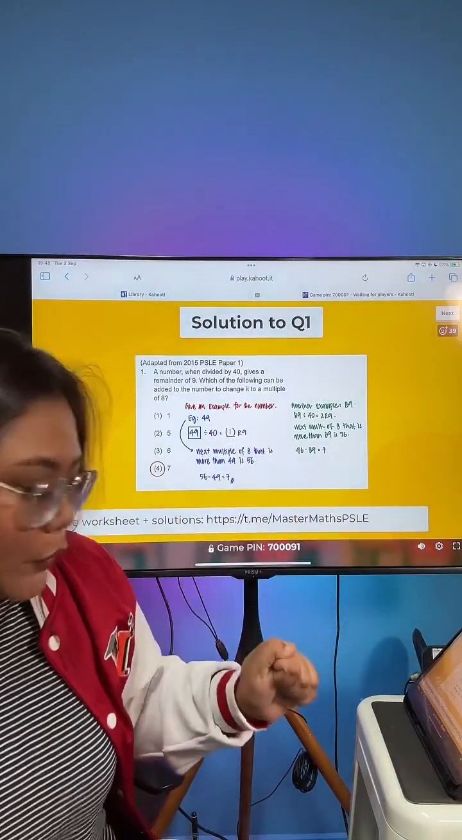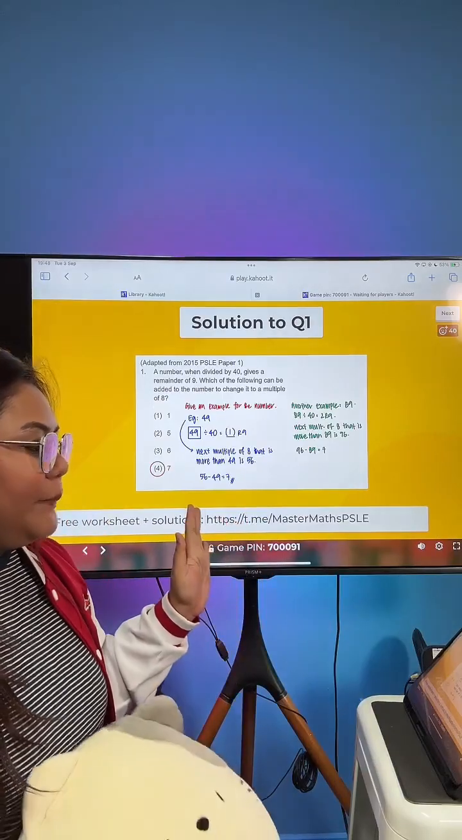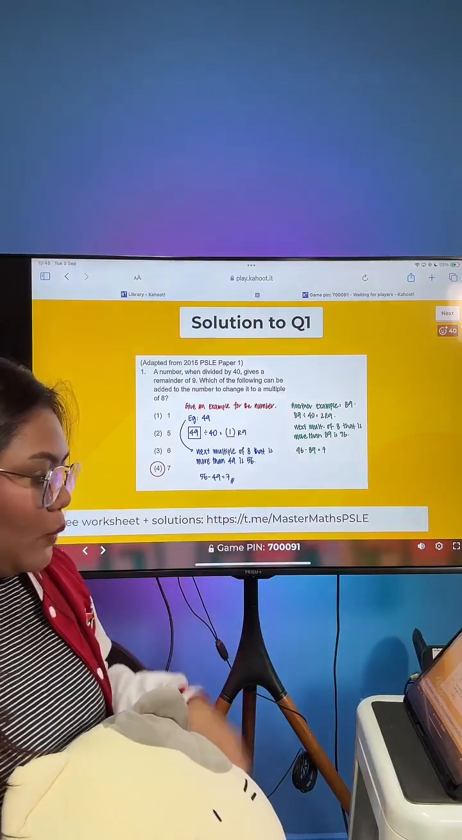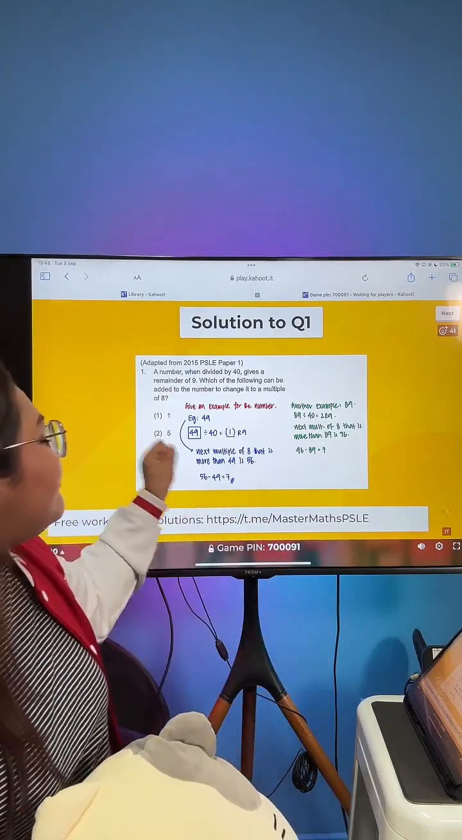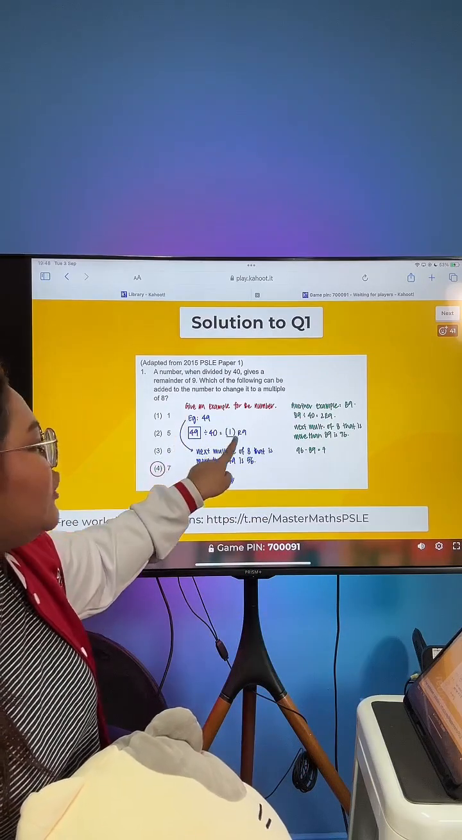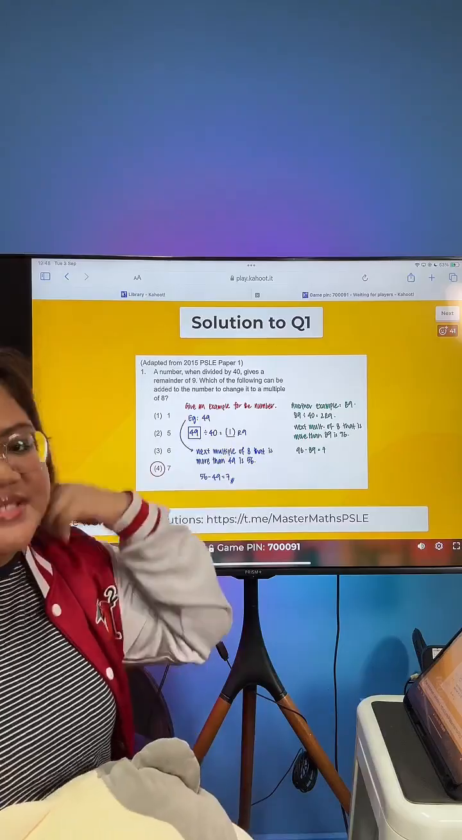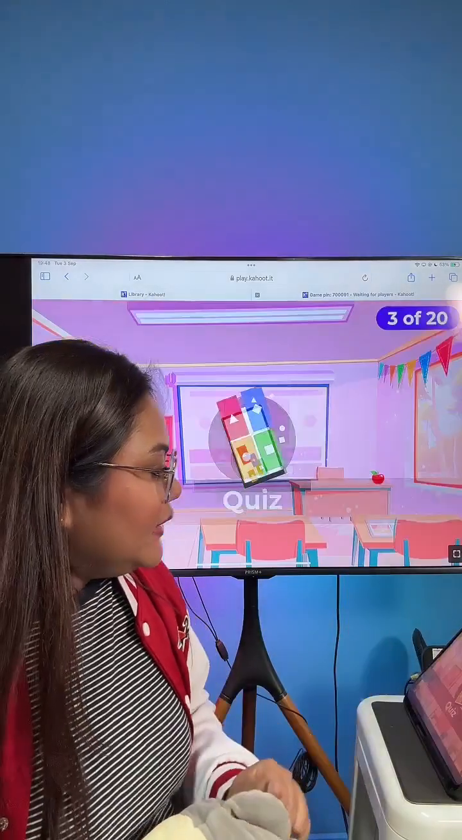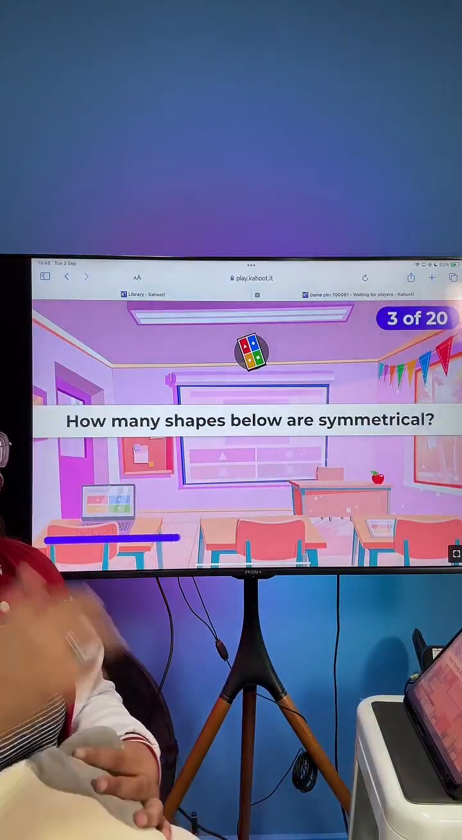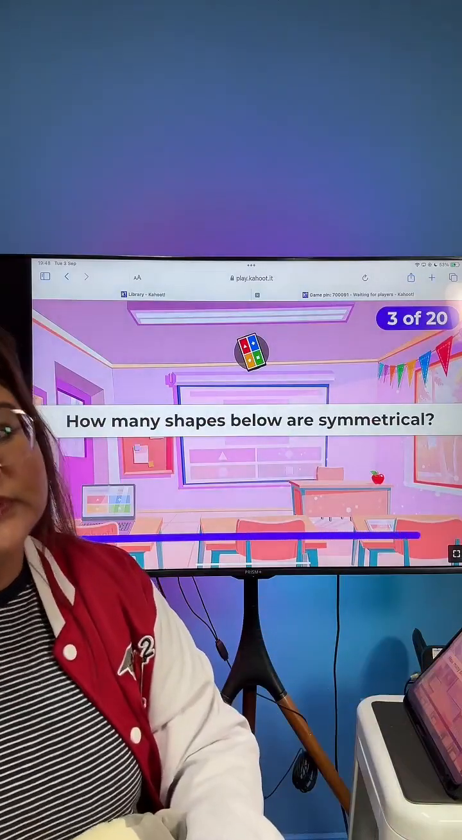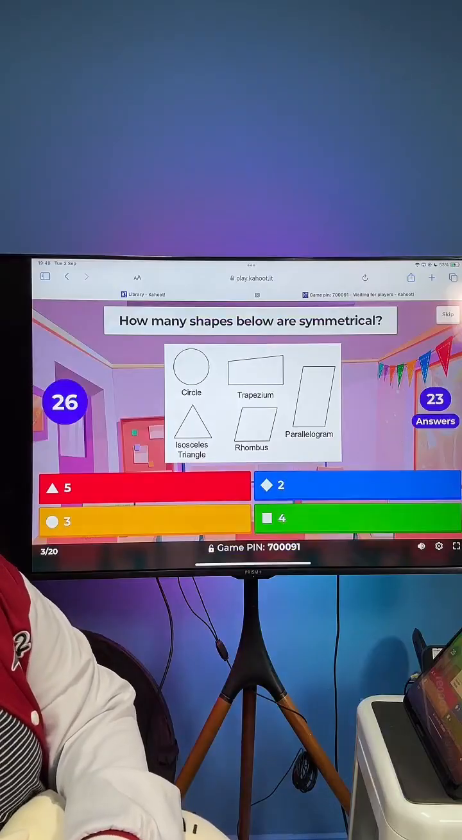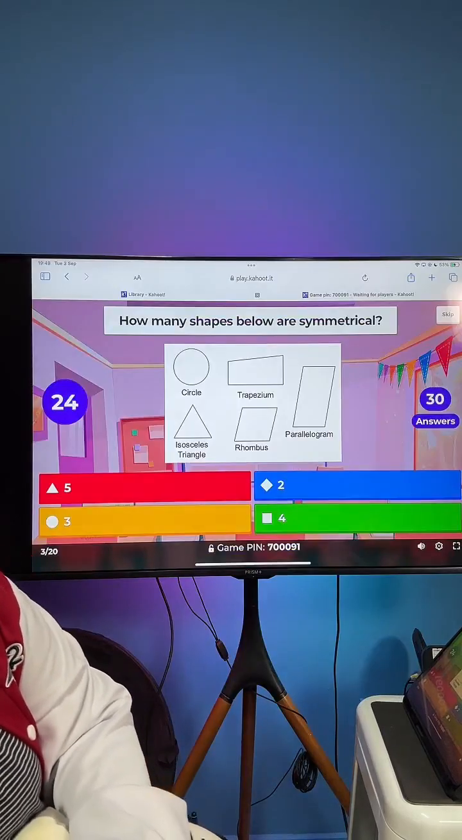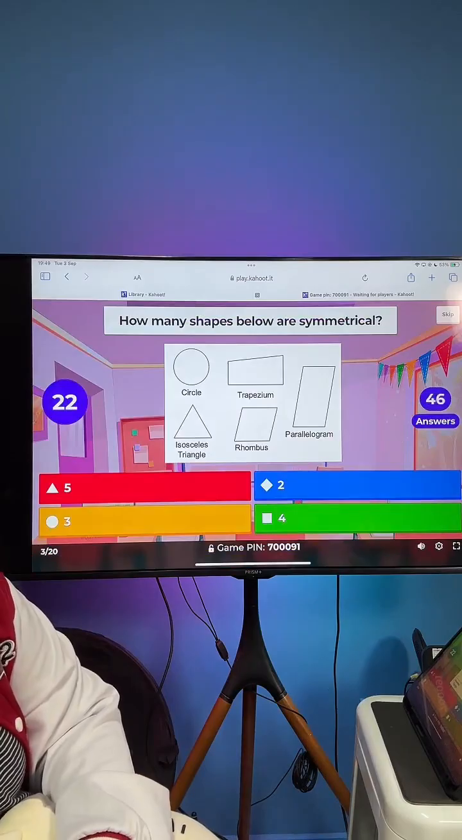Alright, so again, this is actually from PSLE 2015 Paper 1. Again, if you are not so sure, just find a number that fits this by using your quotient as 1. That's the simplest way. Okay, now let's take a look at question number 2. This is pretty simple. We got 30 seconds. How many of these shapes are symmetrical? You have 5 shapes here.